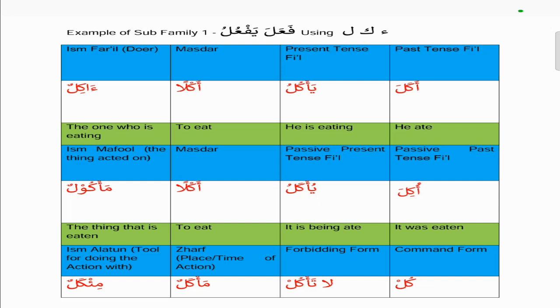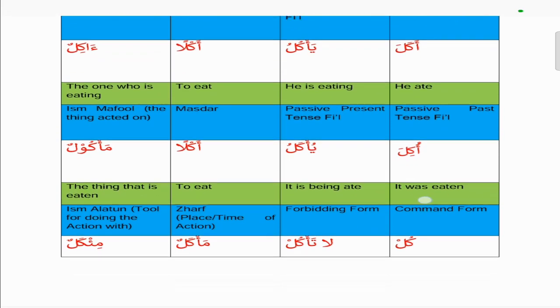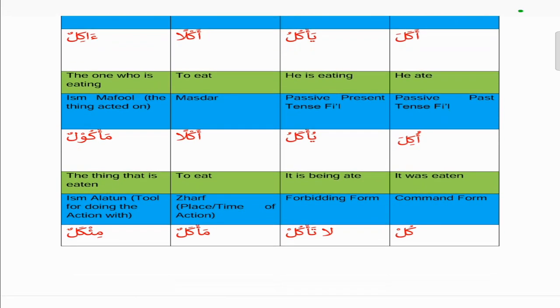And the passive past tense is ukila, which means it was eaten. And the passive present tense is yu'kalu, so all the harakat are at the top, which is classic for passive present tense. It is being eaten. And the masdar is aklan. And the ism maf'ul, the thing acted on, if you remember, normally is maf'ulun. Now it's ma'kulun. So the thing that is eaten. So the commanding form becomes simply kul.